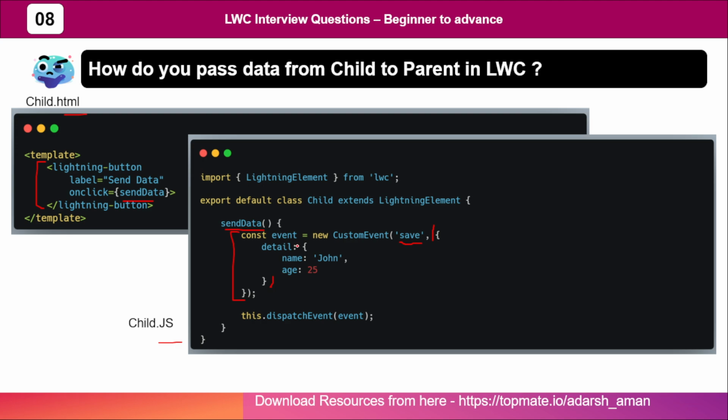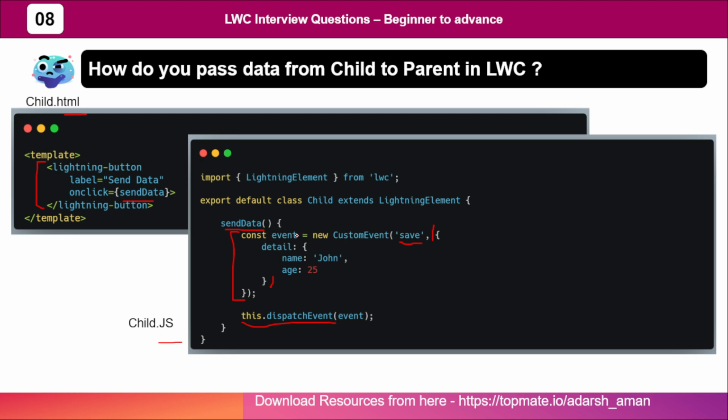Here we are sending this object to the parent component, but you can send any integer or a single string to the parent component as well. In this case, we are passing this object which has a name property and an age property, so we are passing the complete object to the parent. Once the custom event is created, we need to dispatch that event using this syntax, this.dispatchEvent, and the event that we have created.